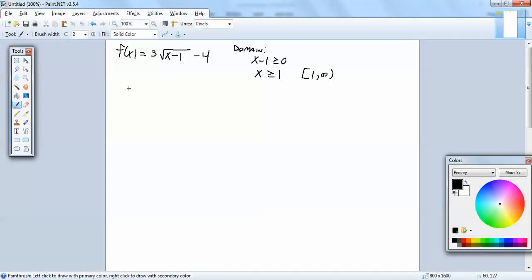Okay, so steps to find our inverse. Step 1, replace f of x with y. So we've got y is equal to 3 square root of x minus 1, minus 4. Step 2, swap your x's and y's. Interchange them. Where the y is, you put an x, and where the x is, you put a y.